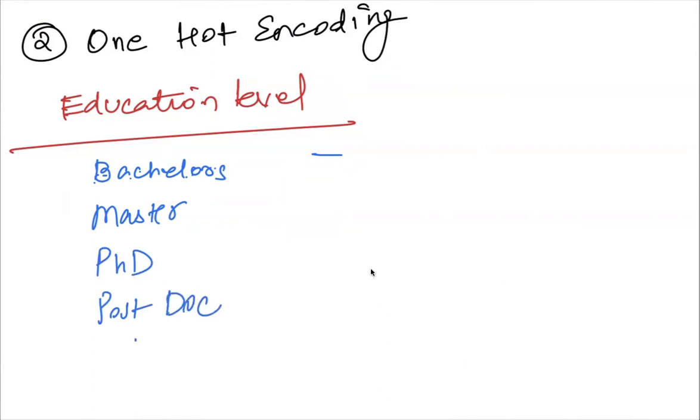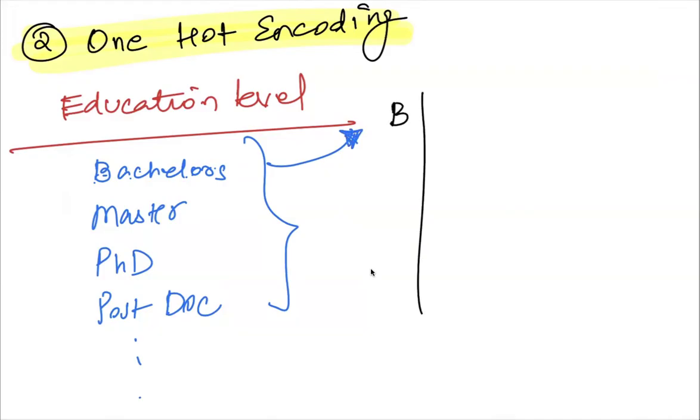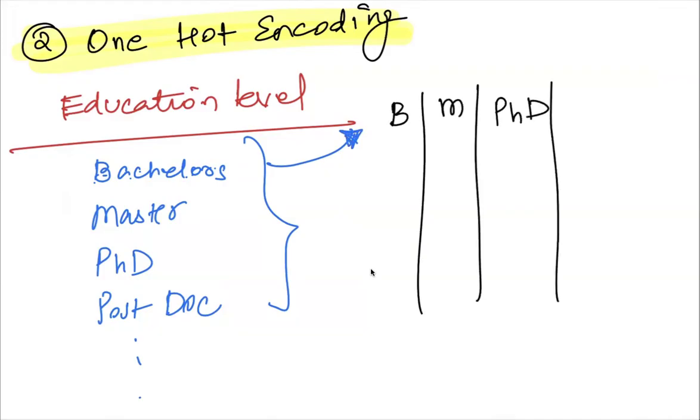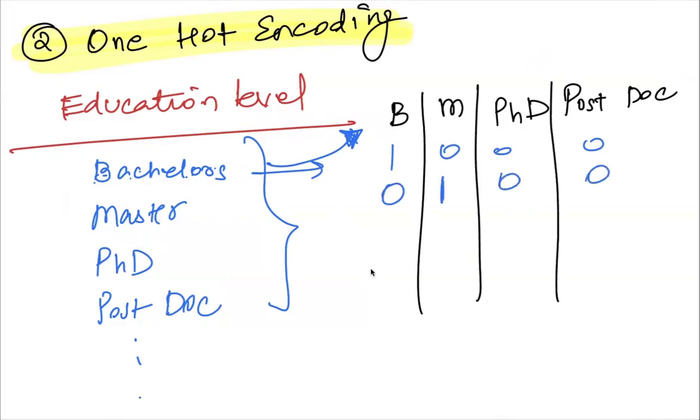If it was label encoding, it would have done 0, 1, 2, 3, right? But this is not label encoding. This is one hot encoding. What one hot encoding does is it will basically create individual columns: bachelor's, master's, PhD, postdoc. For the first it will write 1 because it is bachelor's, and for all others it will put 0. For master's it will put 1 here, and for all others 0. For PhD it will be 1 here, and all others 0. For postdoc it will be this.